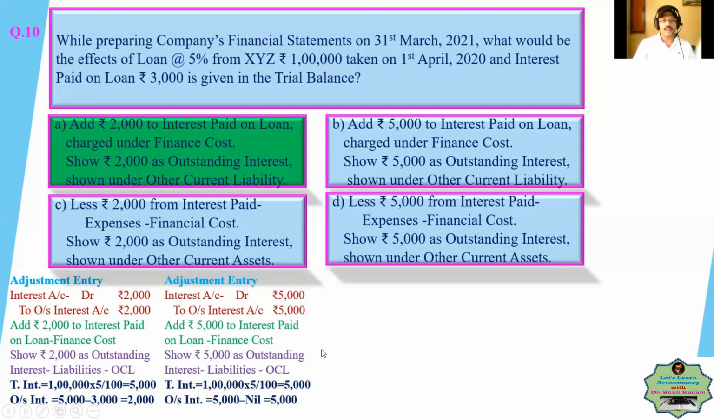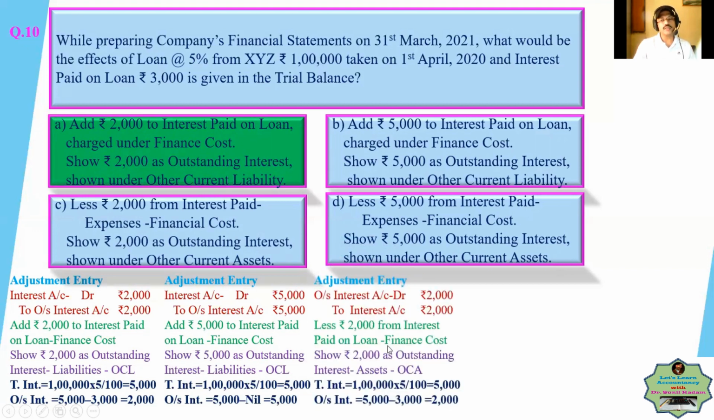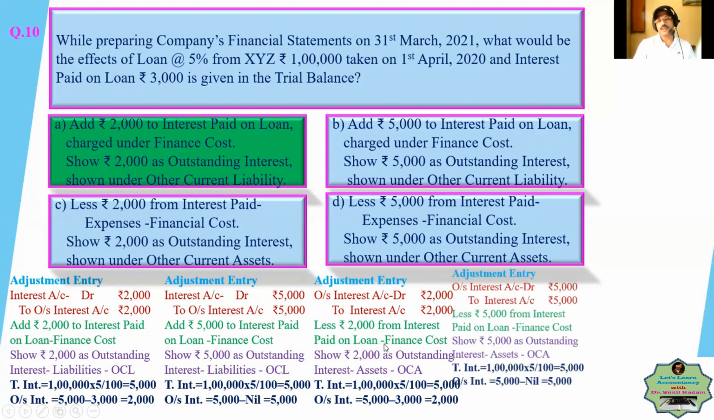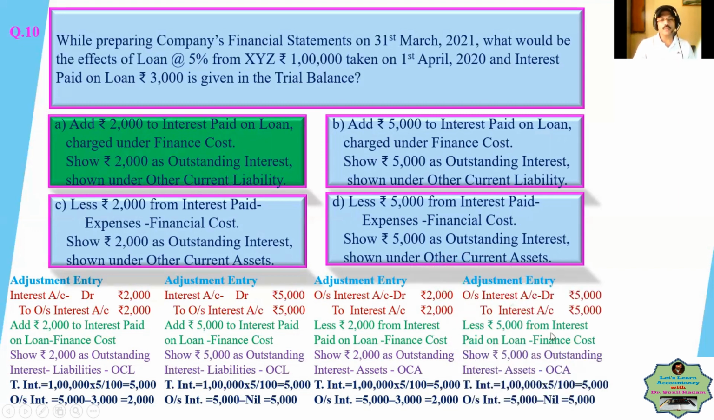B is calculated with the wrong amount. C is an incorrect entry with the correct amount, and the other is the correct amount with an incorrect journal entry. That's why this one is correct. These two options are incorrect.